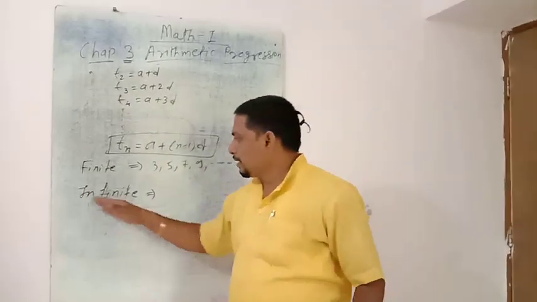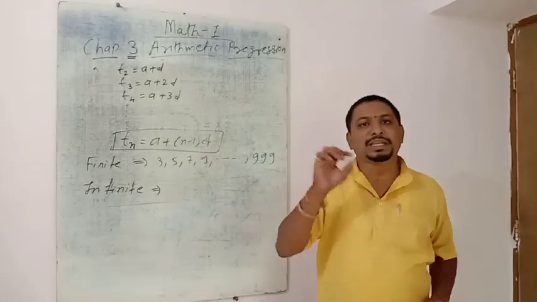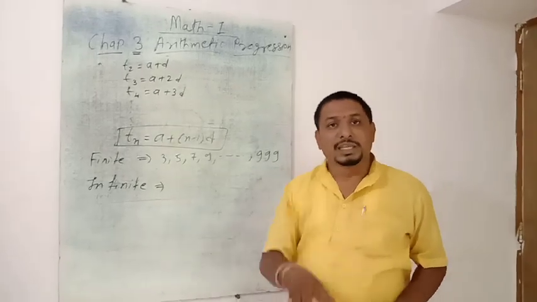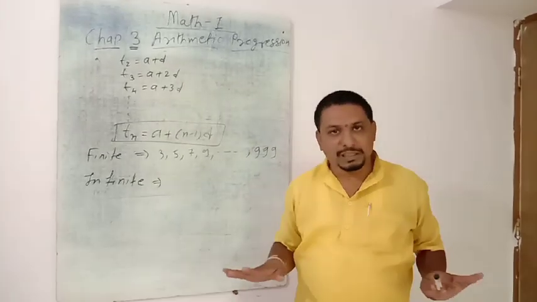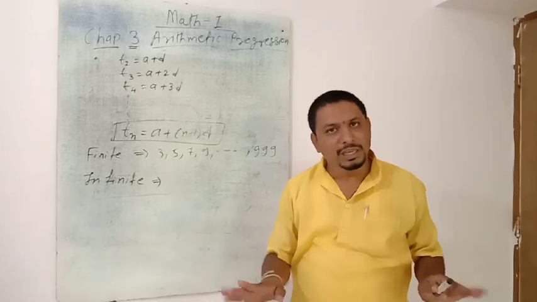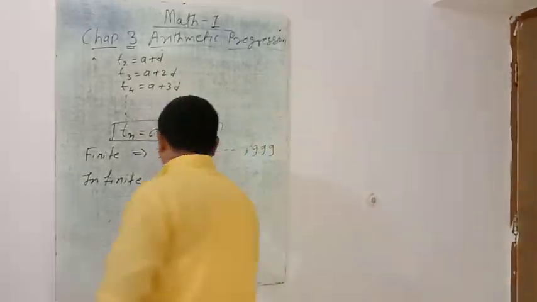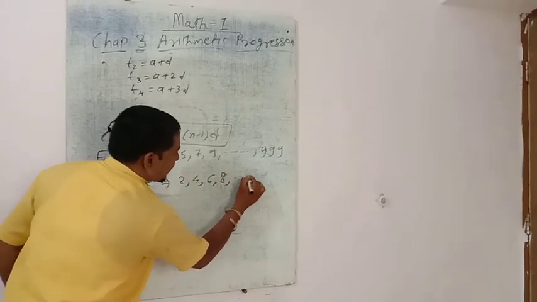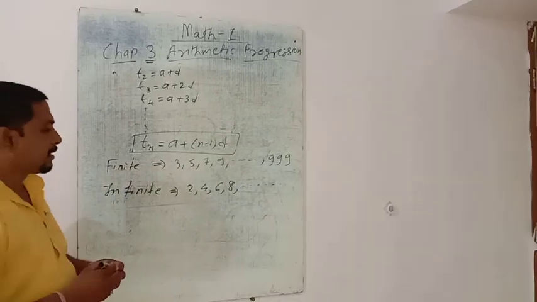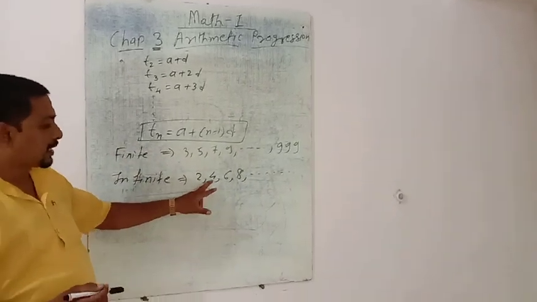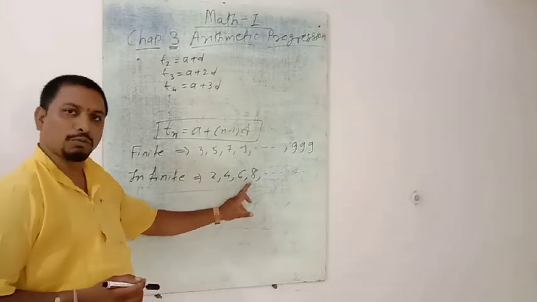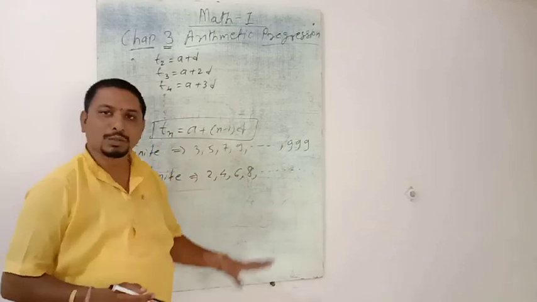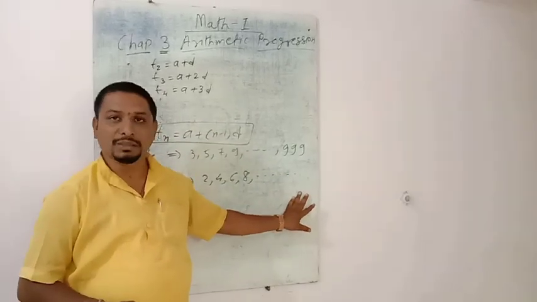And another topic is the infinite sequence. What is an infinite sequence? In the given sequence, last term is not present. Take an example: 2, 4, 6, 8, and so on. Here, first term is 2, second term is 4, third term is 6, fourth term is 8, and the last term, that means Tn, is not available. So this sequence is an infinite sequence.